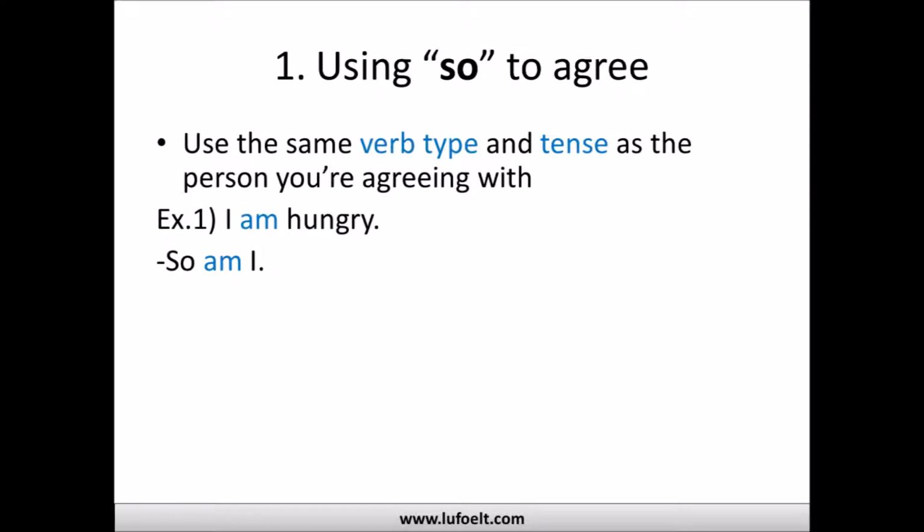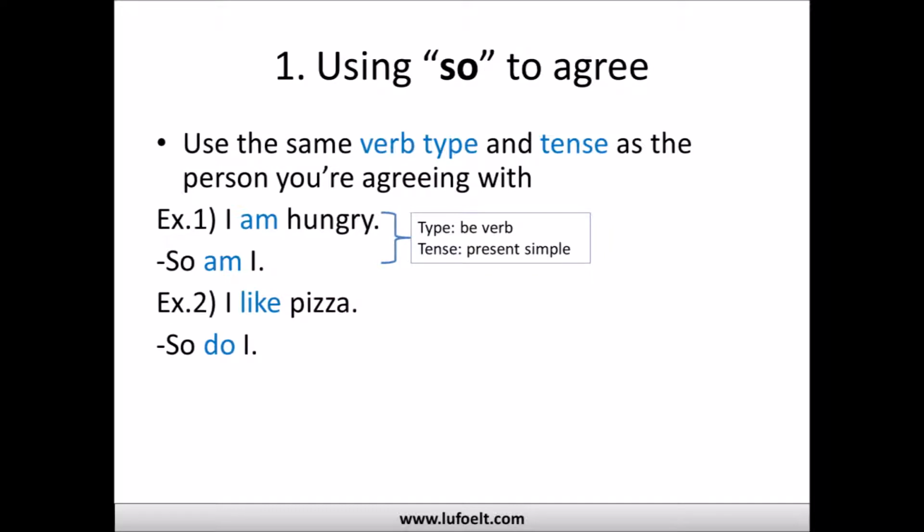All right, you can see here that the verb type is the be verb and the tense is simple present tense. So we're agreeing with them, and we're also using the same verb type and the same verb tense. All right, here's another example. I like pizza. So do I. All right, so same thing. It's a regular action verb and present simple tense.